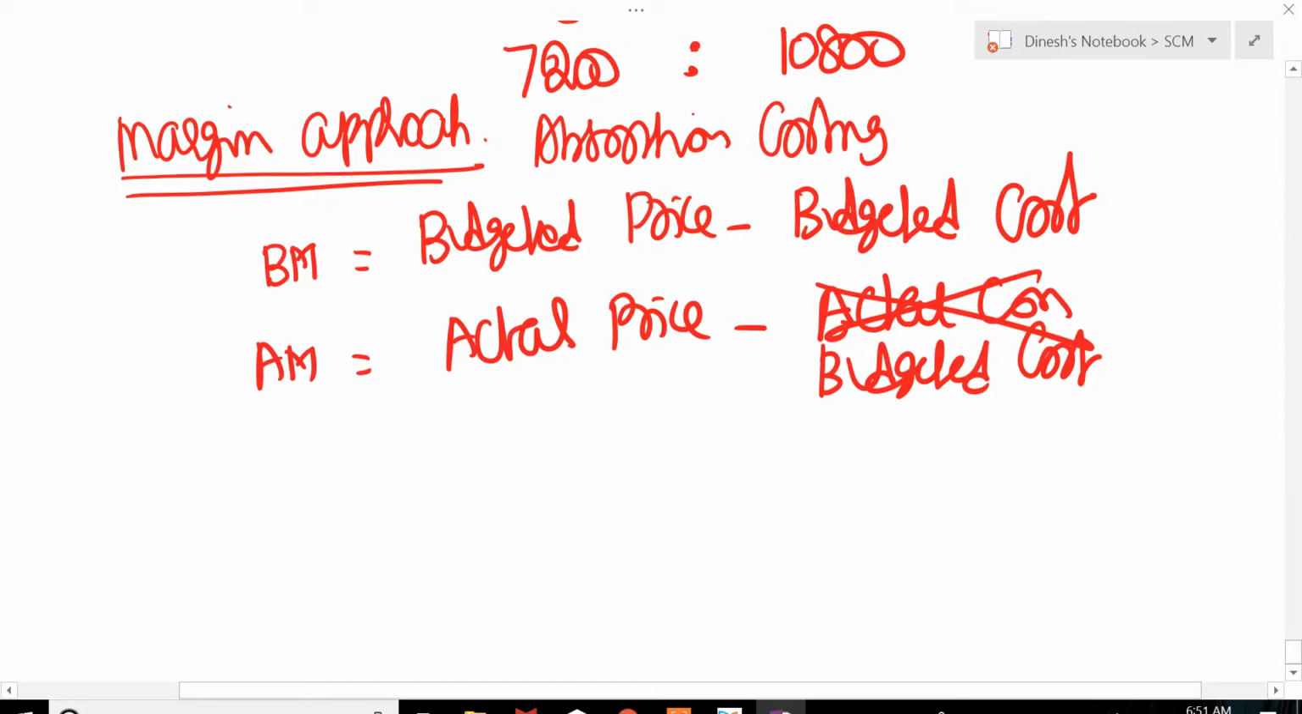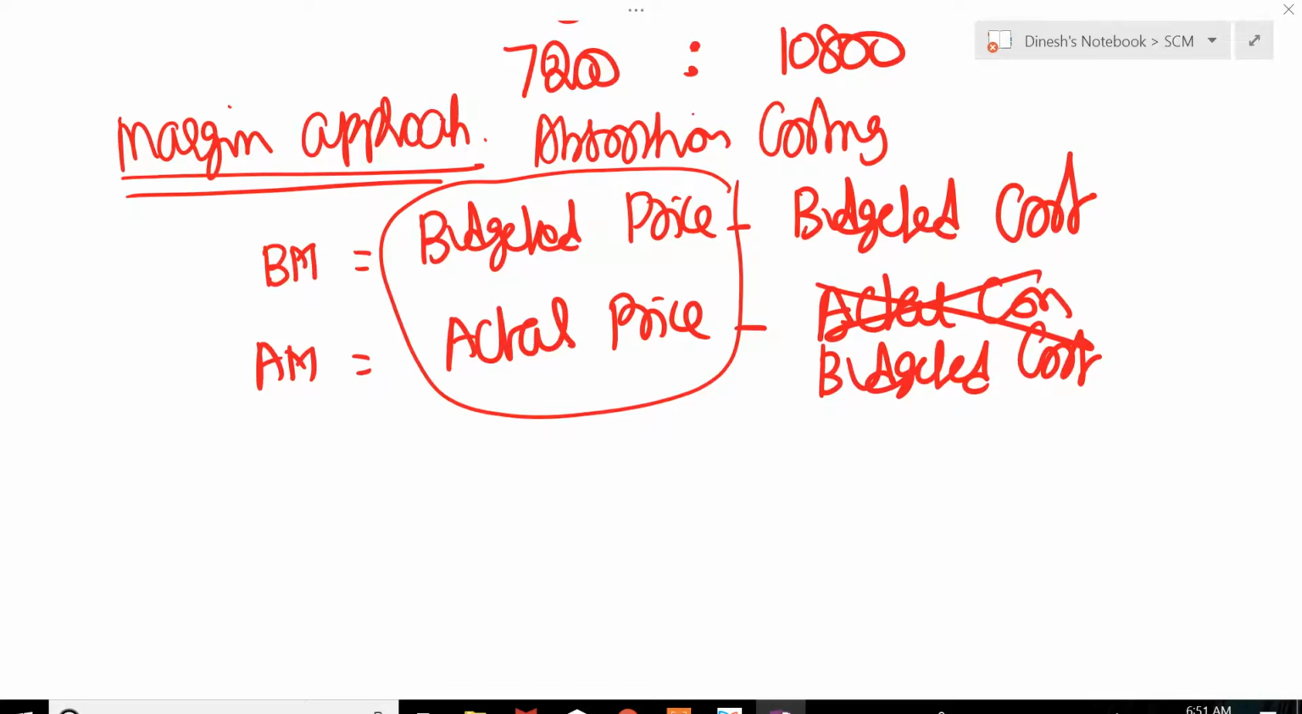Why it is not minus actual cost is, any variation between budgeted cost and actual cost will be material, labor, variable overhead and fixed overhead variances. So that will go to that place. When it comes to sales, they are responsible only for this part. You cannot make them responsible for the cost part, because suddenly I am increasing the selling price but you end up increasing the cost and I cannot be held responsible for that. I am only responsible for the price side, I am not responsible for the cost side.